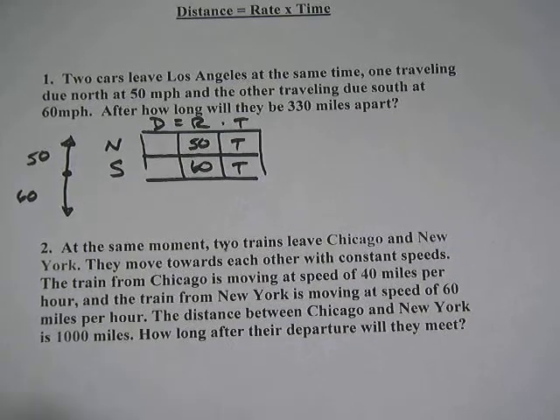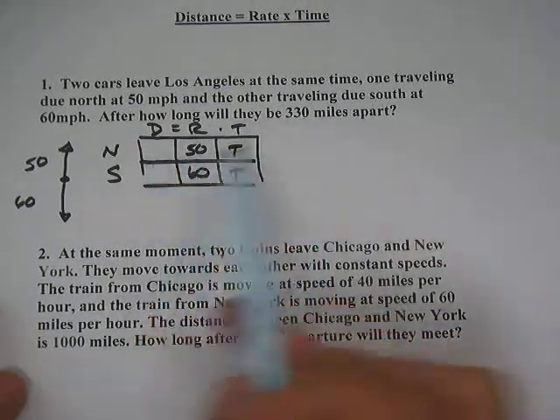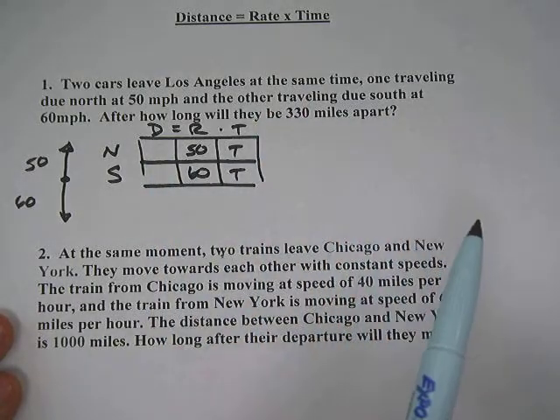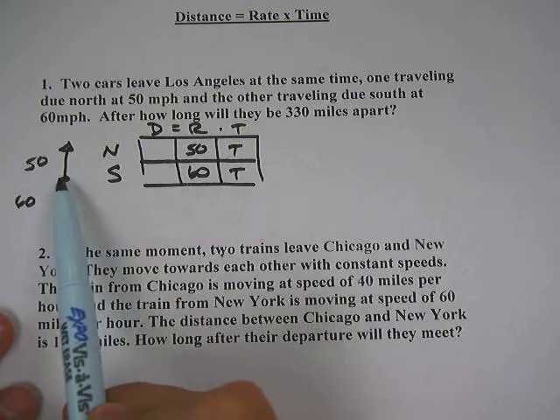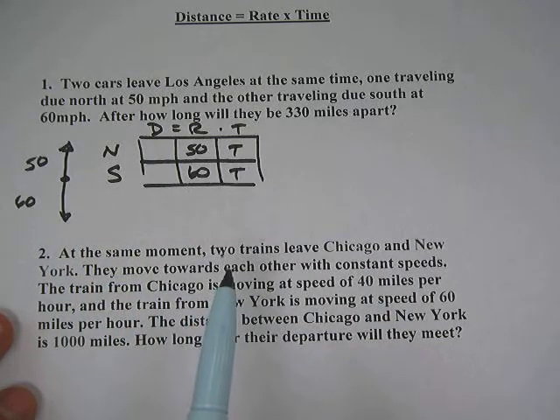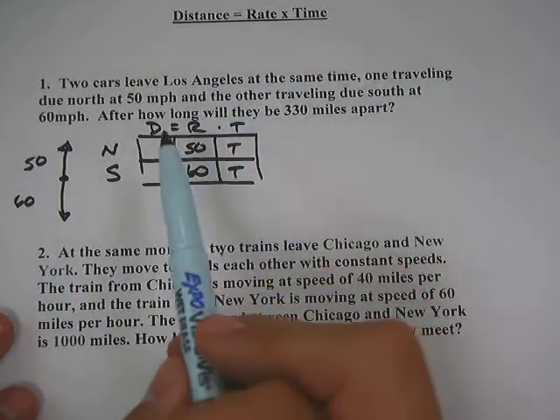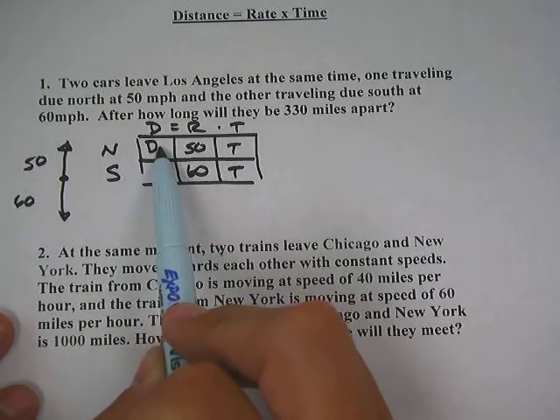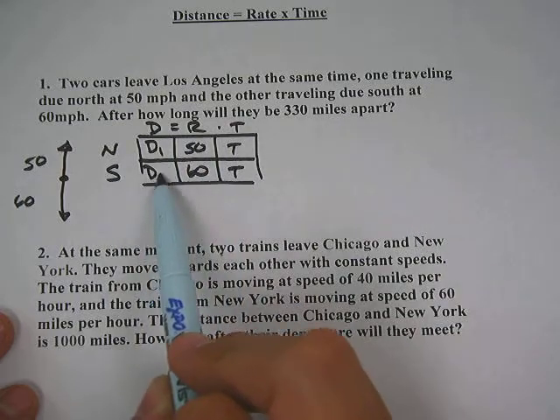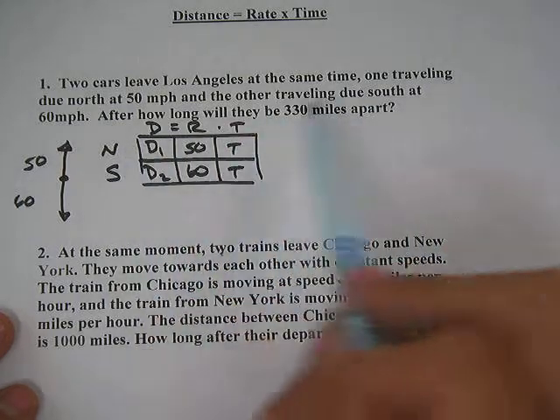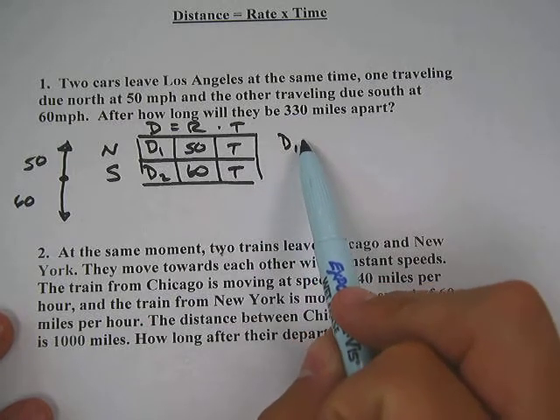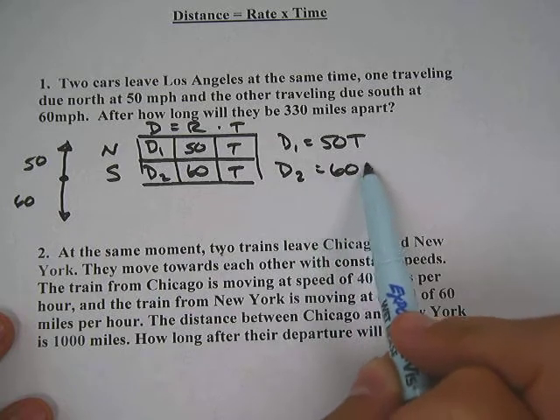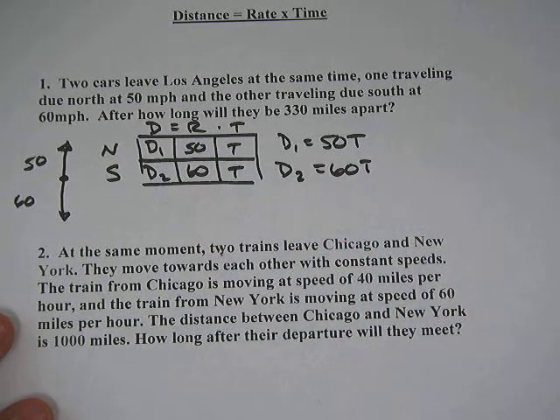T and T. Now, distance. You might be tempted to put 330 in here, but remember, that's not how far one of them is going. It's how far together they will be traveling. So my question is, will they both travel the same distance? Well, the answer to that is no. So I'm going to call the one going north D1, and this one D2. And then this is going to create my equations. D1 equals 50 T, D2 equals 60 T.